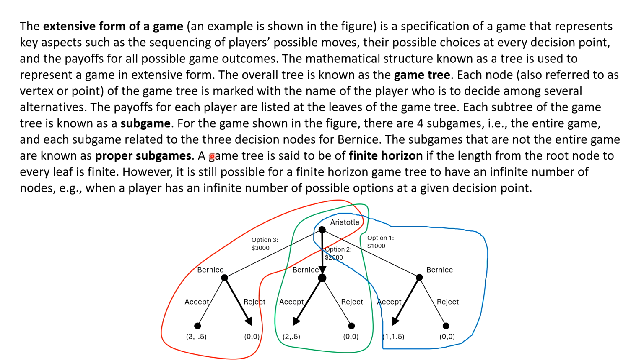And we have a couple more concepts. A game tree is said to be of finite horizon if the length from the root node, which is Aristotle in this case, to every leaf is finite. So all our lengths are two links basically. And then one last point, however, it is still possible for a finite horizon game tree to have an infinite number of nodes. And that can happen when a player has an infinite number of possible options at a given decision point, which we don't have here.